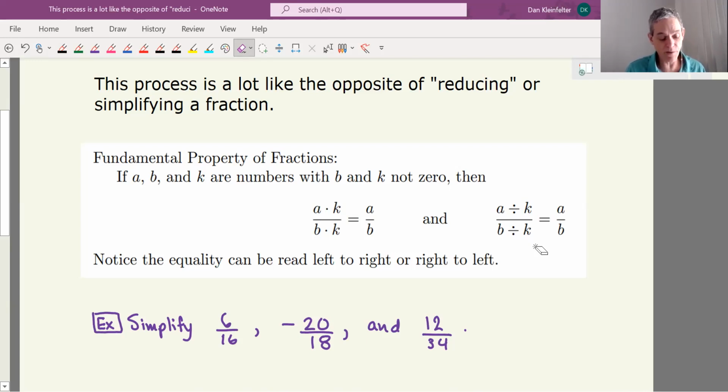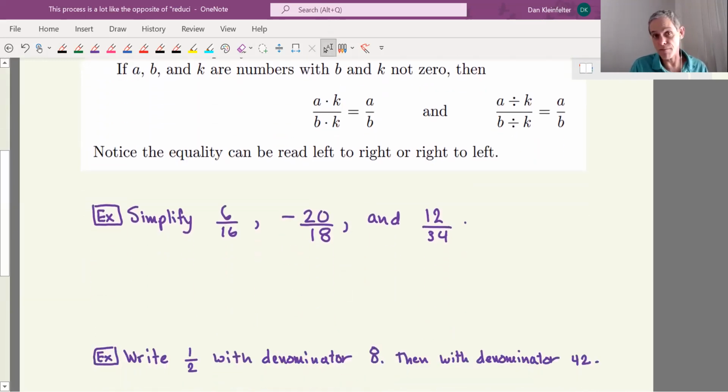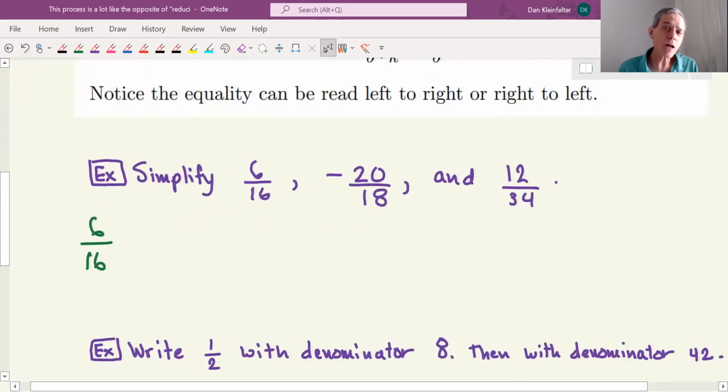And our goal when we were simplifying, of course, is to make the fraction simpler, make the numbers in the fraction smaller. So, for example, when we simplify 6/16, we would recognize that both 6 and 16 are divisible by 2, and so we're going to divide 6 by 2 and 16 by 2. That will give us 6 divided by 2 is 3, and then 16 divided by 2 is 8. And 6/16 then we'd say reduces to 3/8.